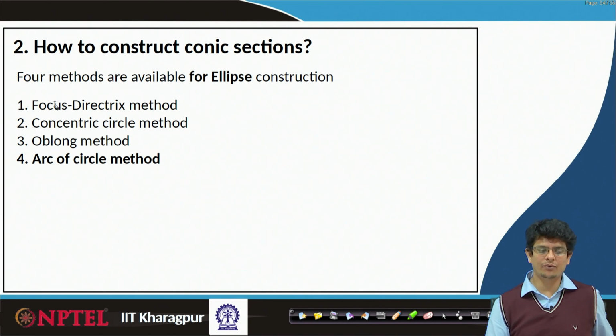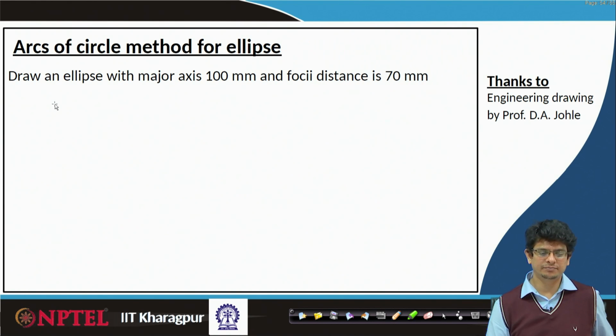In that we have covered focus directrix method, concentric circle method, rectangle method or oblong method, and in today's class we will look at arc of circle method. In this arc of circle method, an ellipse with major axis is known, let us say in this case 100 mm, and the distance between foci is known, something like 70 mm. If that is the case, how to construct an ellipse?